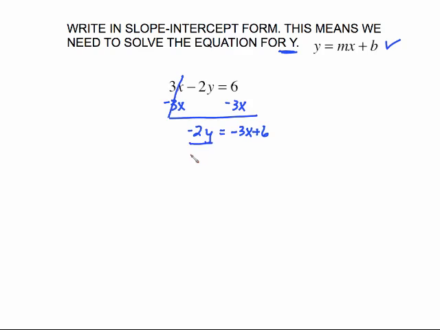What's left now is to just divide everything by negative 2. Not just one thing, everything by negative 2. These cancel out, giving you a y alone. You need to clean this up a little bit. A negative divided by negative is a positive, which stays 3/2. Do not change it to a mixed number. Leave it as the improper because that preserves the slope. 6 divided by negative 2 is negative 3. And that is your slope-intercept form.